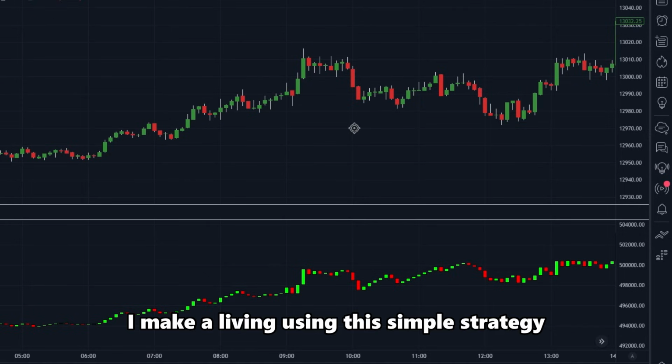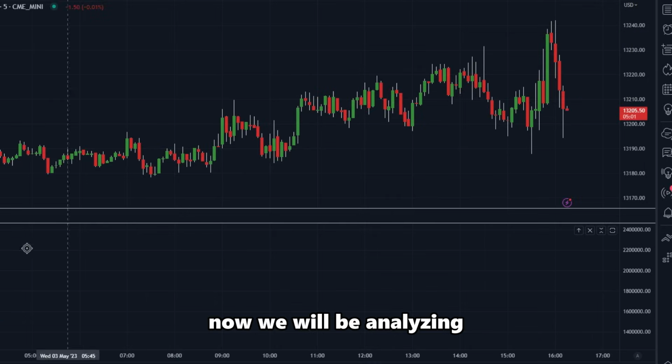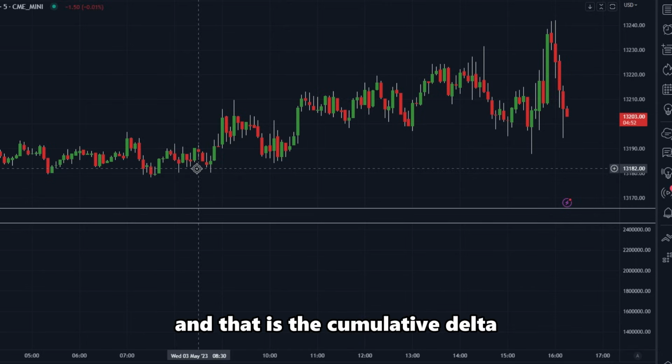I make a living using this simple strategy on an extremely clean chart. Now we will be analyzing the most important indicator for this strategy, and that is the cumulative delta.